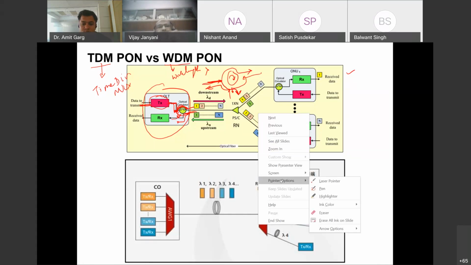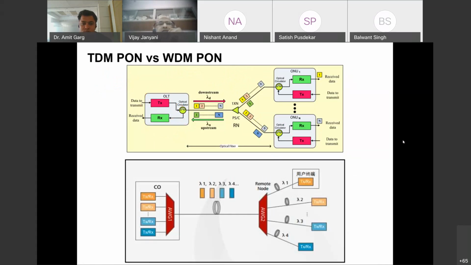Now you see that this downstream data is on a particular wavelength, let us say lambda d, and it is transmitted in a time division multiplexing fashion. You see, if you have 1, 2, 3, 4, 5, 6, let us say n number of these signals.